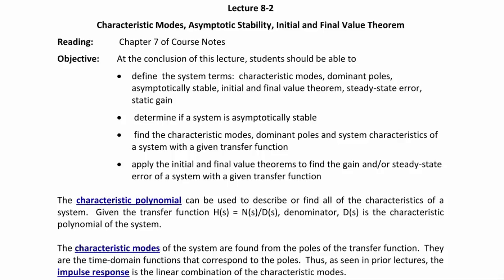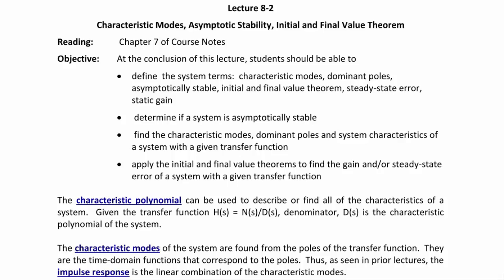The characteristic polynomial can be used to describe or find all the characteristics of a system. Given the transfer function H(s) equal N(s) over D(s), the denominator D(s) is the characteristic polynomial of the system. You should recall that this looks very similar to the characteristic polynomial we found in the time domain.